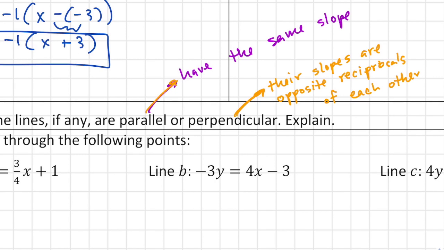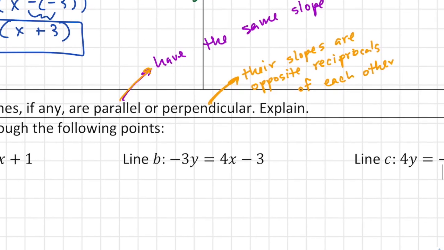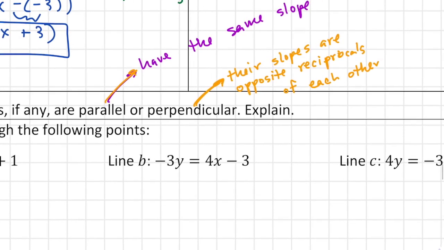Okay. Now opposite reciprocal, of course, means if I had an example of negative 5 over 4, the opposite reciprocal would be positive 4 over 5. Another example would be a positive 2 turning into the opposite reciprocal of negative 1/2. Okay, so I want to look for all that. Now it is very helpful if I can tell what my slope is.